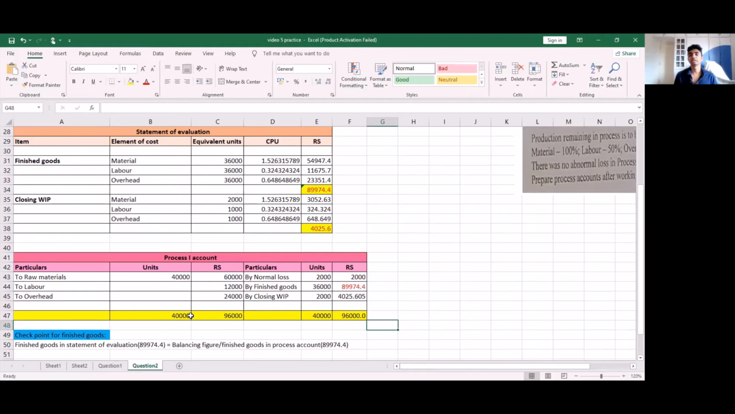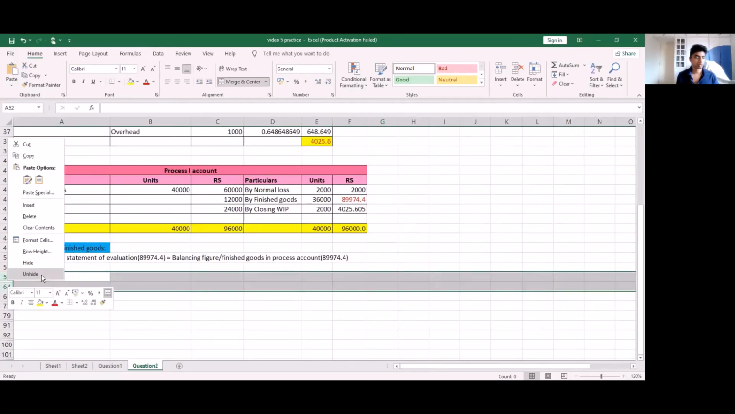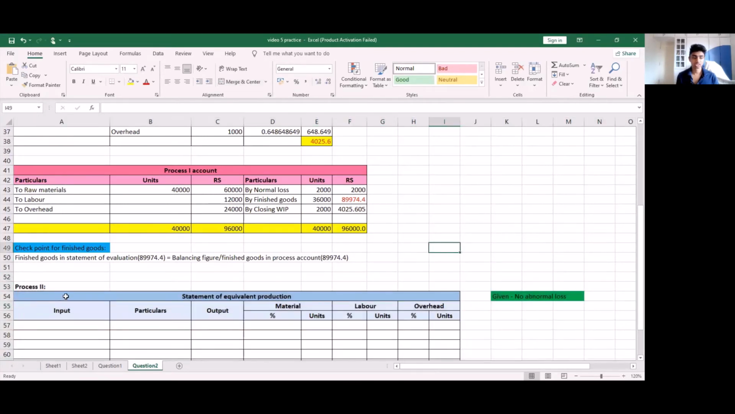Now, what is different in our question 2 is I'm going to teach you how to connect two processes together. So far, we have been learning how to account for one process. But in this question, we have two processes which are consecutive. So after process 1, we have our process 2. So how will they be interconnected and how will we account for them? So again, our next statement will be our statement of equivalent production for process 2.